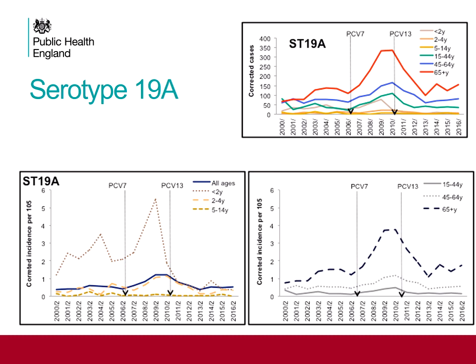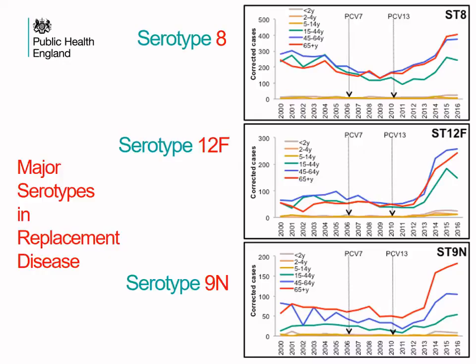So it's still very, very rare. But if somebody says he's got vaccine-type disease, then your first one's going to be 3 and your second one's going to be 19A. You don't need the reference lab.